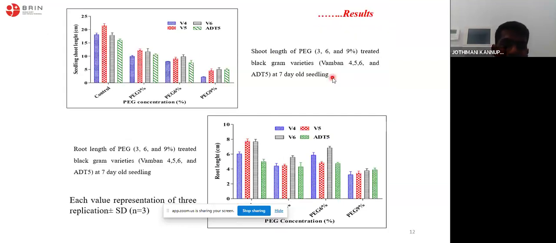In this slide, we measured the shoot and root length of each black gram variety under varying PEG concentrations. This figure shows that shoot and root length decreased with increasing PEG concentration. The shoot and root length showed more reduction in 1.4 at 9% PEG treatment compared to control and the other black gram varieties.